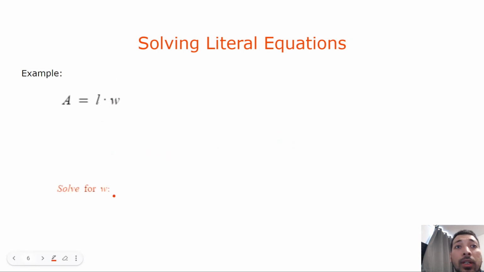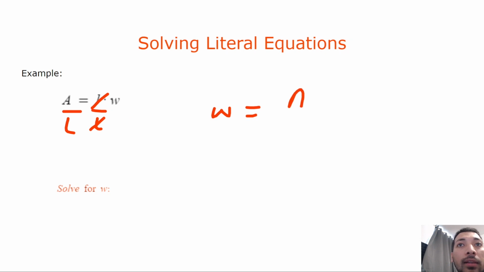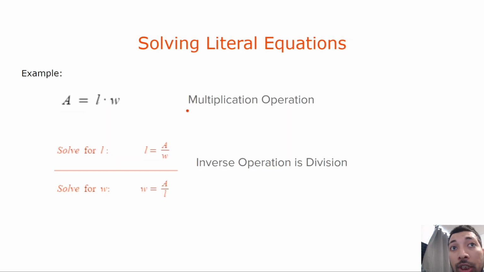Let's say we want to solve for W. How can you do that? Let's try this one. So again, the operation between L and W is multiplication. This time we want to isolate W. So we want to divide both sides by L. Once we do that, we have W equals A over L. So you can see the explanation over here that the operation is multiplication and the inverse operation of multiplication is division. In both cases, we just have to divide to isolate the desired variable.